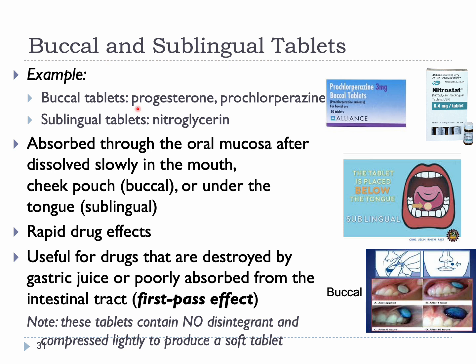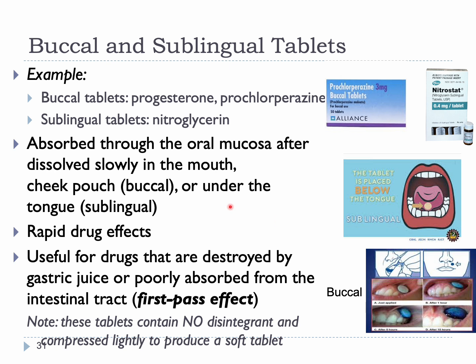Other kinds of tablets are buccal and sublingual tablets. This kind of tablet is not for oral swallowing whole. It is rather inserted or placed in a body cavity. For buccal tablets, we have some very common products, for example, progesterone and prochlorperazine. For sublingual tablets, one of the common products is nitroglycerin. These tablets are absorbed through the oral mucosa after dissolving slowly in the mouth. They can be placed in the cheek pouch for buccal or under the tongue for sublingual.